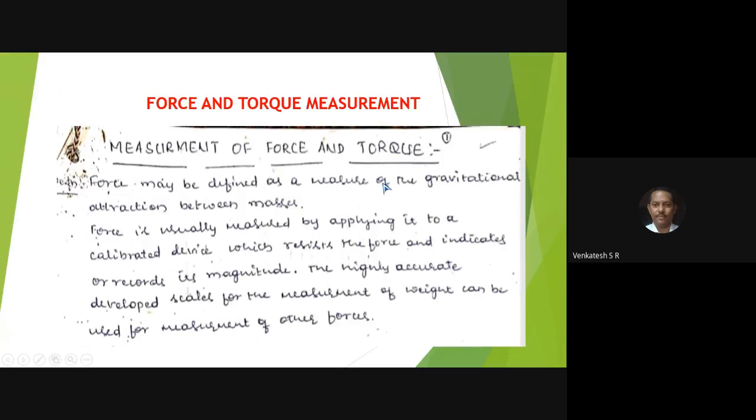For this question, first you write down the definition. Force may be defined as a measure of gravitational attraction between masses. You have to write this definition. What is force? Force is the gravitational attraction between the masses.